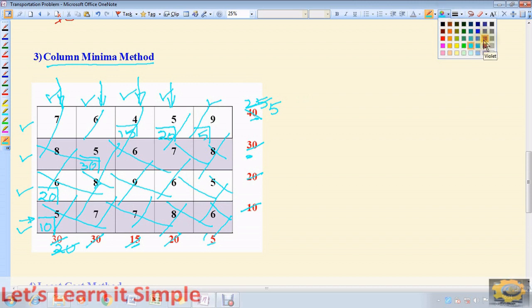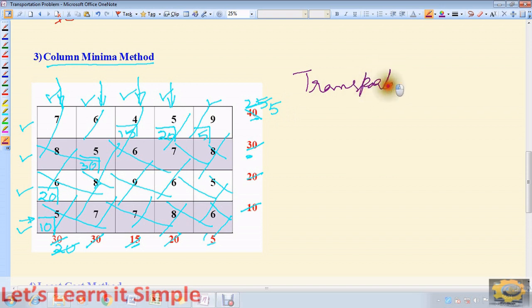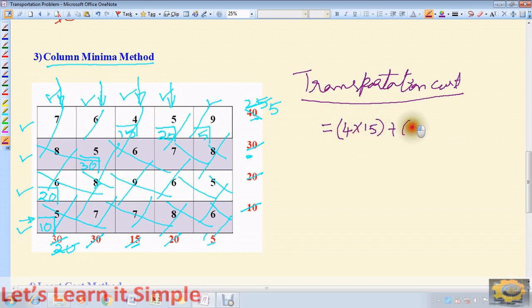So after this, I need to find the transportation cost by this method. Like in the previous cases, we have allocation here, here, here. So in that way, I need to take that one. So 4 is the cost. The number of allocation is 15. Next we have 5 is the cost. Number of allocation is 20. Next we have 9 is the cost. The allocation is 5.